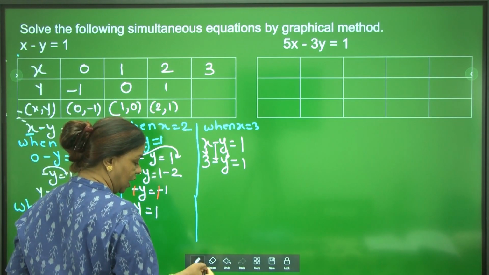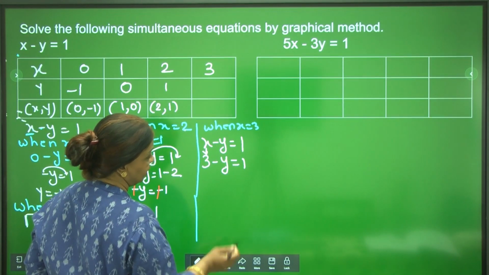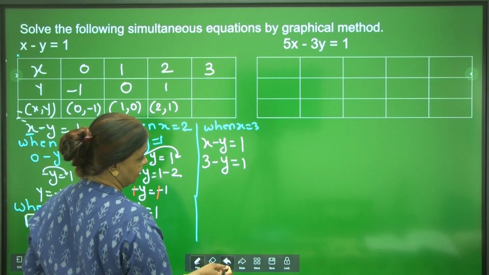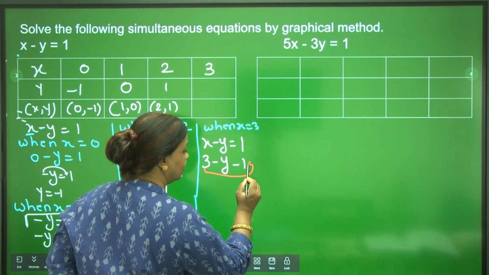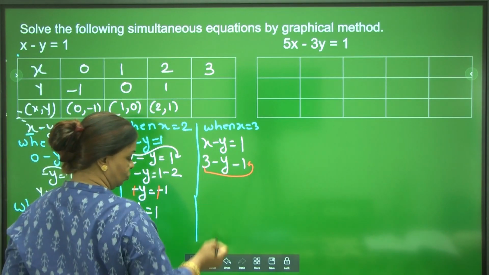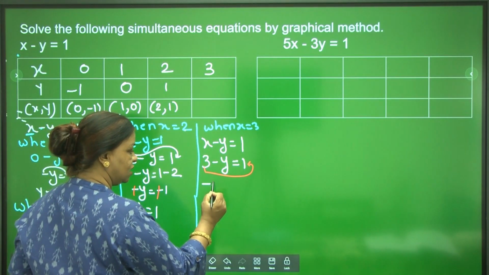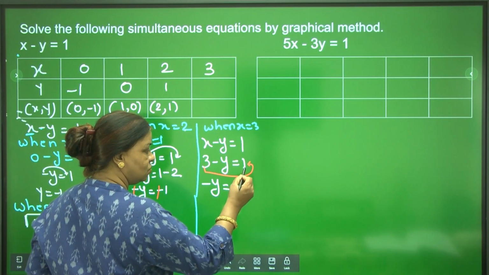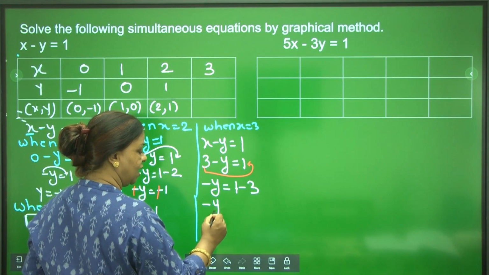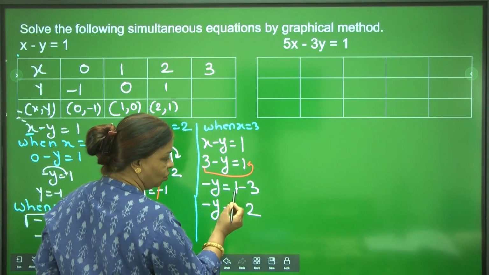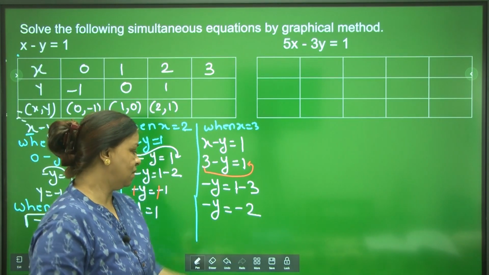Now, I am going to shift 3 that side. Children, this 3 will come this side. And what will happen to that? Minus y is equal to 1. This is 1 here, 3 is coming here, it will be minus 3. So minus y will be equal to minus 2. 1 minus 3, 1 is plus, 3 is minus. So 1 minus 3 is minus 2.